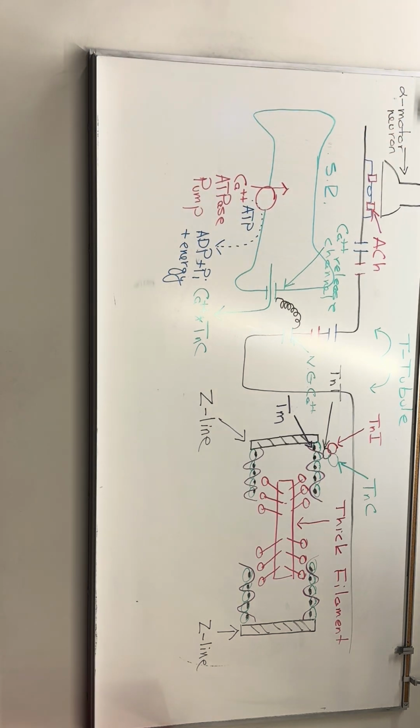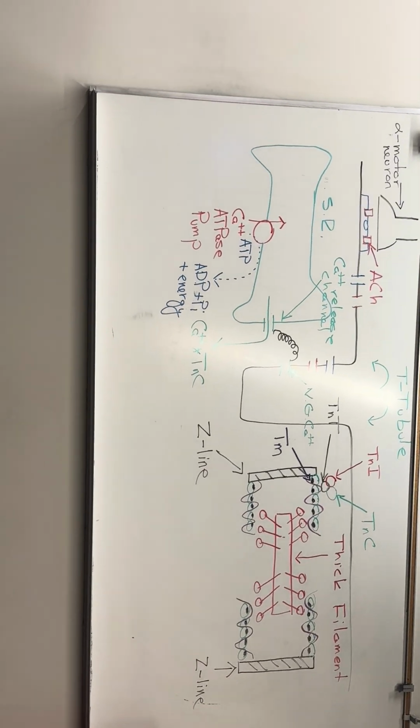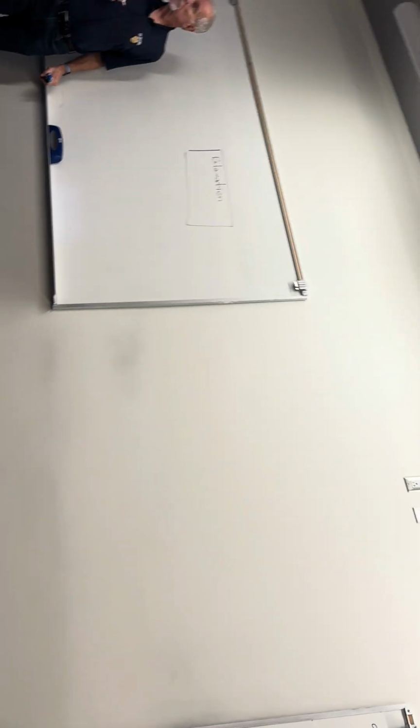So we've got to turn off that alpha motor neuron. So that's going to be step 24, correct? Is that correct?